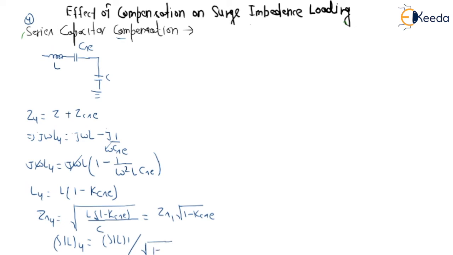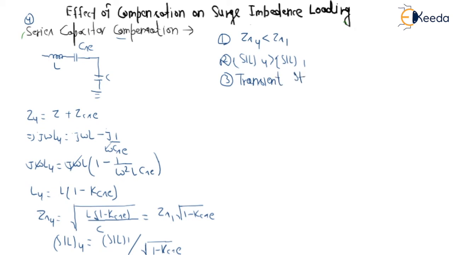So three points we are considering from here. First is ZS4 is less than ZS1. Second point is SIL4 is greater than SIL1. And the third point is transient stability improves. So this is the third point.